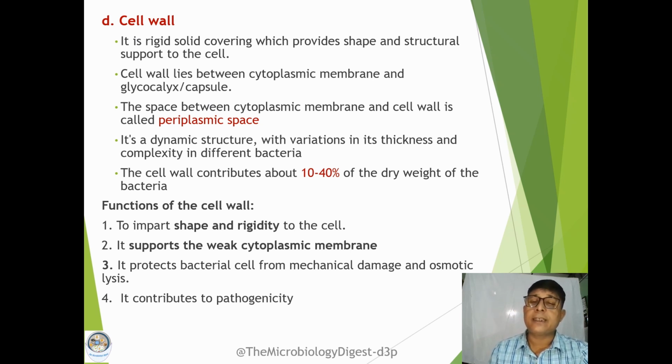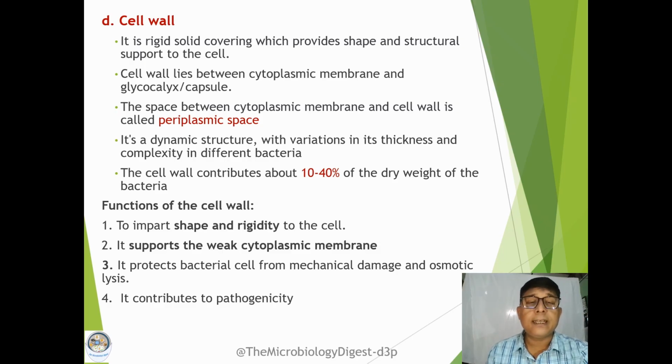The thickness of this structure varies from bacterium to bacterium, and the cell wall, as I said, is one of the very important structures in bacteria, and it may contribute from 10 to 40% of the dry weight. You can imagine, of the overall dry weight of the bacteria, 10 to 40% is given by the cell wall. Okay. Now, what are the functions of the cell wall?